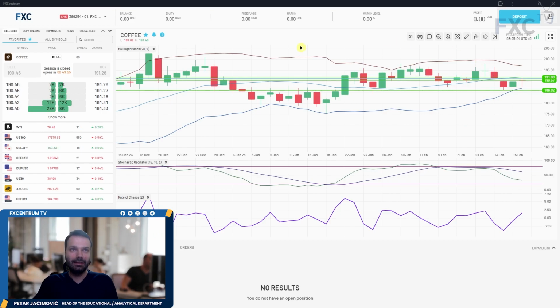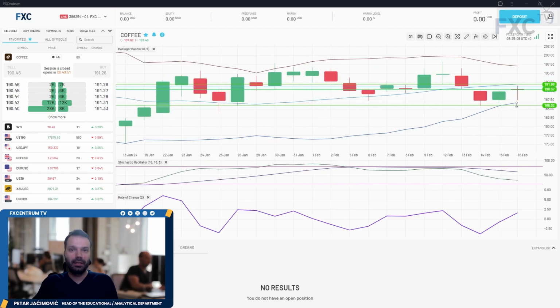So this is the daily time frame, as you can see here. You can see that the market is trading sideways. The resistance on the coffee market is at the 192 mark. I will say it's also the middle Bollinger Band, and we can see here how the Bollinger Band is contracting, which is a sign of consolidation and potential for a breakout in the next period.